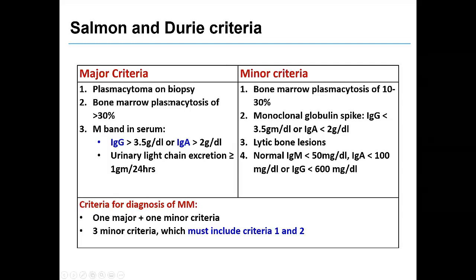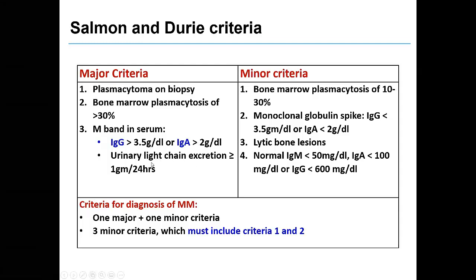The major criteria was plasmacytoma on biopsy with a bone marrow plasmacytosis of more than 30%. And then an M band in the serum, that is of IgG type, should be more than 3.5 grams. IgA should be more than 2 grams, and urinary light chain excretion. These were the major three criteria.